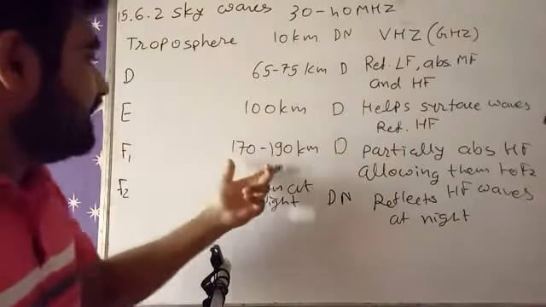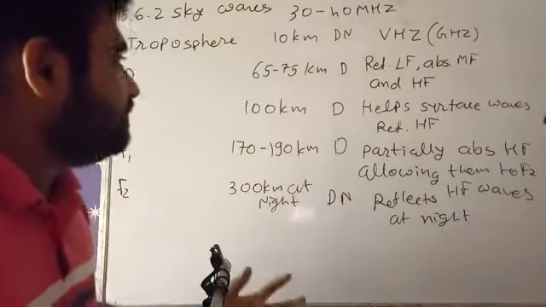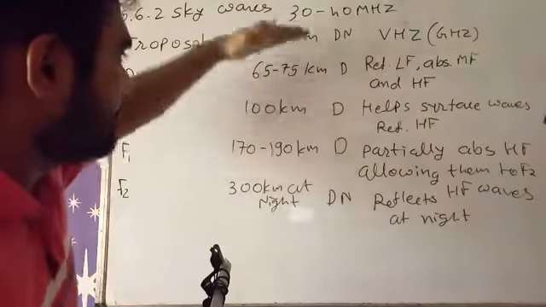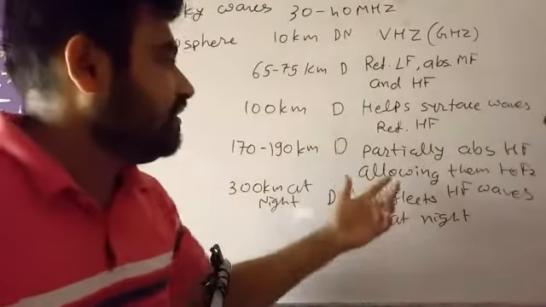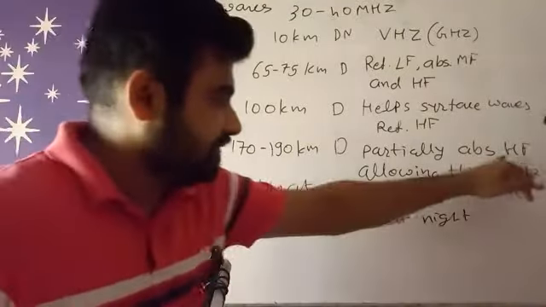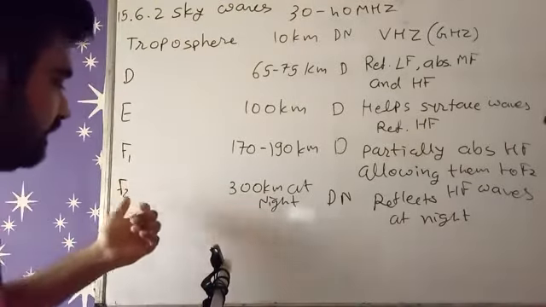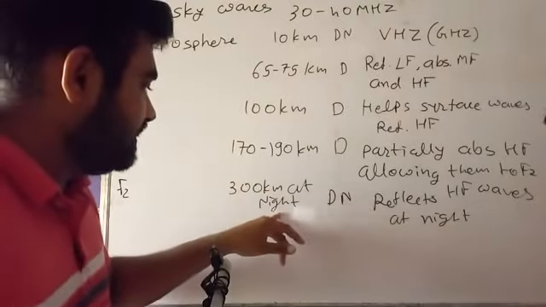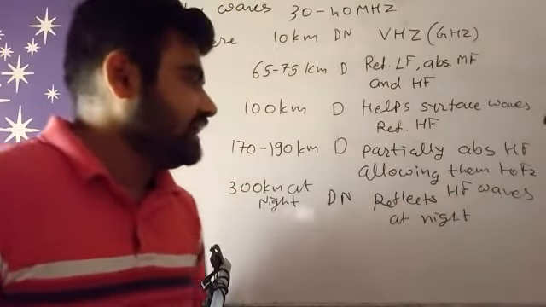F1 further. Now again the distance increases, 170 to 190. It works only in the daytime, because at nighttime these three vanish and combine, so the whole range is the same. In daytime it partially absorbs higher frequency, allowing the rest towards the F2. So only partially absorbs, and the other higher frequencies are allowed towards the F2. Now the last, the F2 layer, 3 kilometer, only works at night, but it works day and night both, and reflects HF higher frequency waves at night.